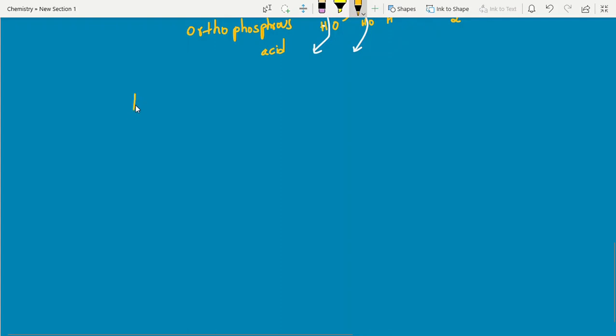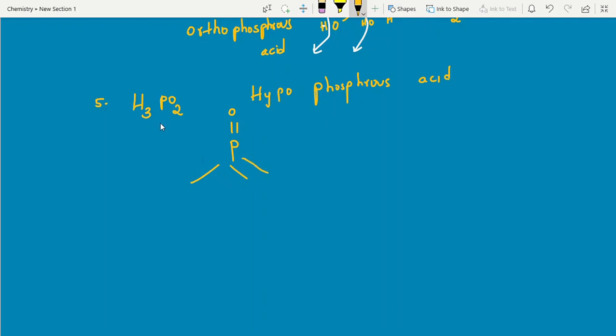Next, hypophosphorus acid, H3PO2. This is the next example, hypophosphorus acid. Okay, so can you try this one, students? Phosphorus, double bond O fixed. Next, remaining 3 bonds. So oxygens, how many? Only 2. 1 gone, 1 here. This is 1 hydrogen. This is remaining 2 directly bonded.